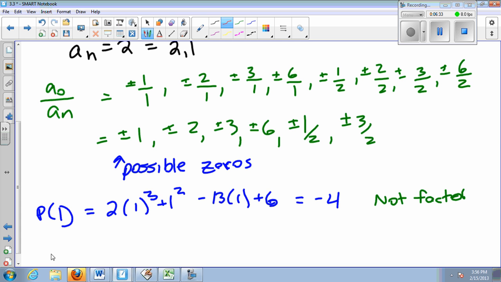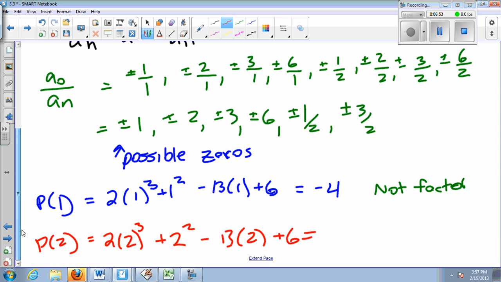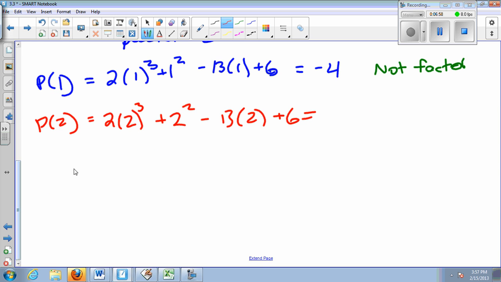Okay, let's try 2. And you just continue trying until you find one that is a factor. So P of 2 goes 2 times 2 cubed plus 2 squared minus 13 times 2 plus 6. And you do get this to go to 0. So this means that 2 is a zero.